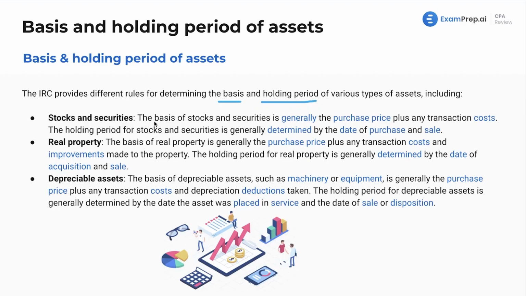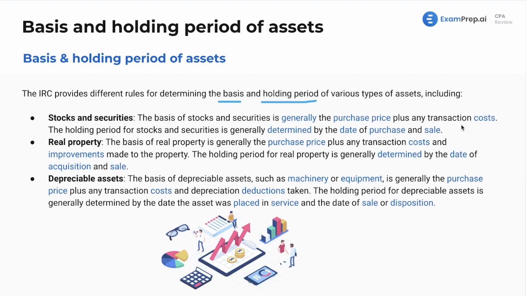Now, for stocks and securities, the basis of stocks and securities, bonds, anything like that, options, generally is the purchase price plus any transaction costs. Generally, for basis, what is going to be our depreciable base? Generally speaking, whether it's financial or tax, your base for anything is the purchase price plus the costs necessary to get something ready for its intended use. So, for example, if you couldn't buy a stock or a security without paying a transaction cost, you're going to capitalize that transaction cost and add it to its base. That's important to understand as well.